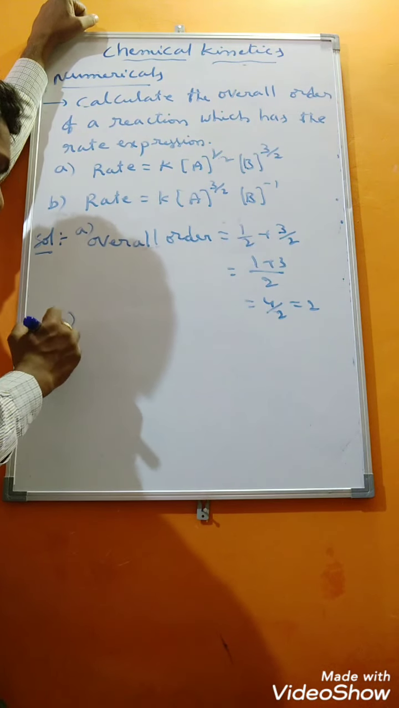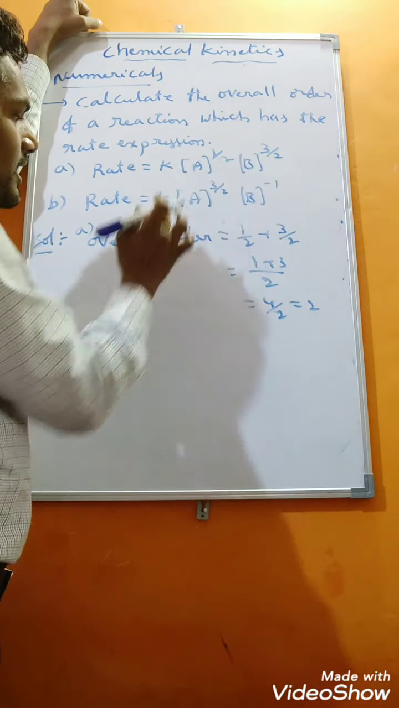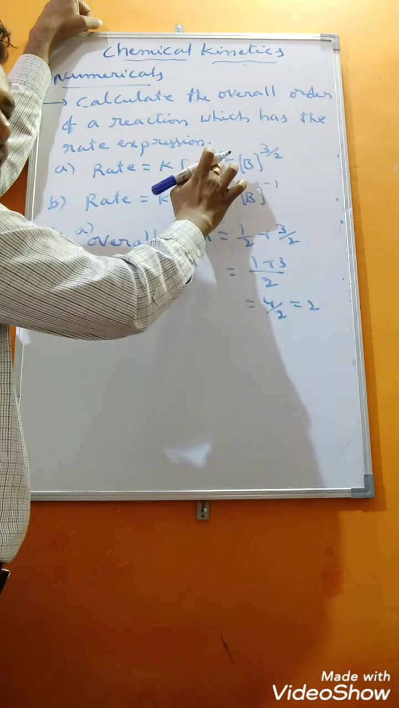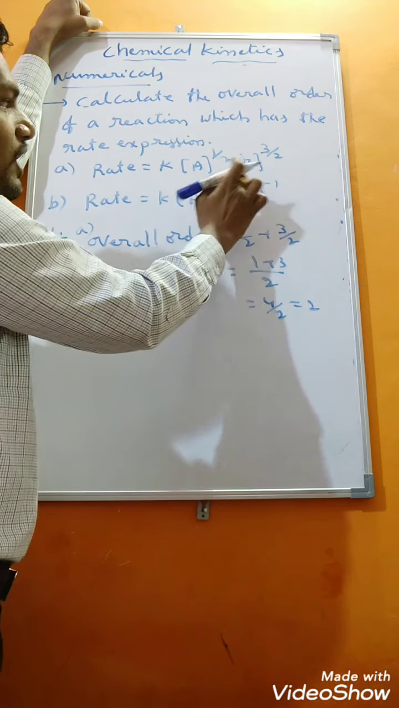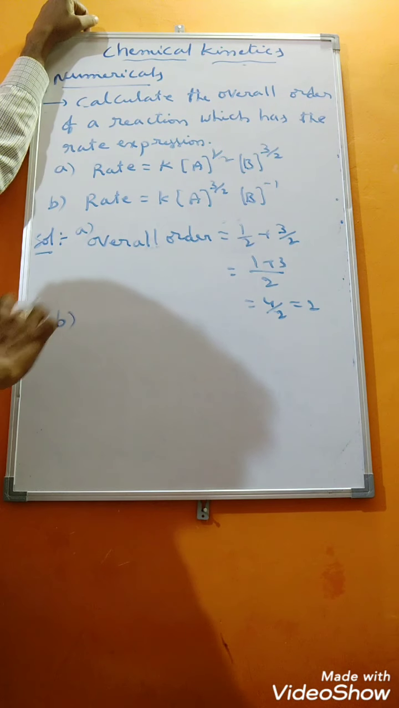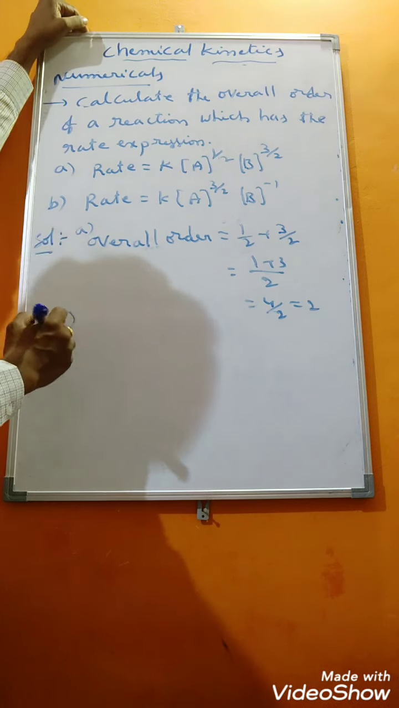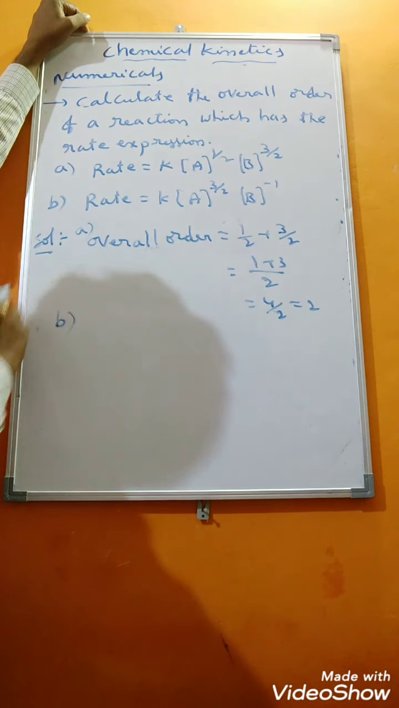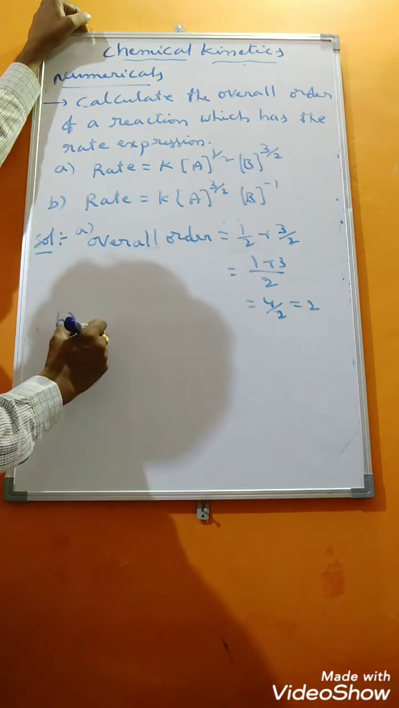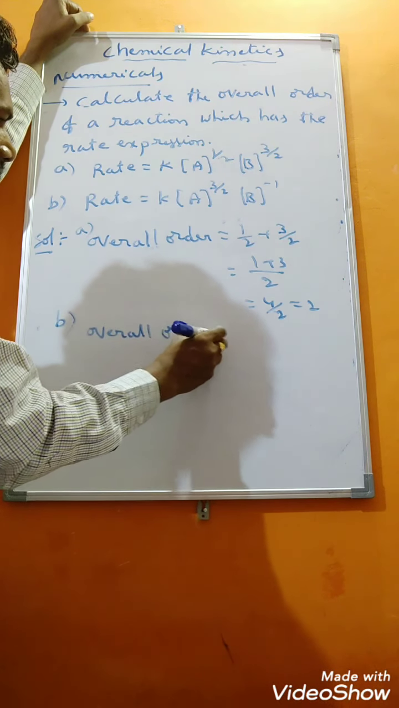In a similar manner, you can take individual exponents. If you take order with respect to A, it is the fractional value 1 by 2. Order with respect to B is the fractional value 3 by 2. Right, students? That is how we get fractionals. Like that, you can even get negative values also. We will see that also. In the B rate expression, we will see how to calculate overall order. Overall order is equal to what?